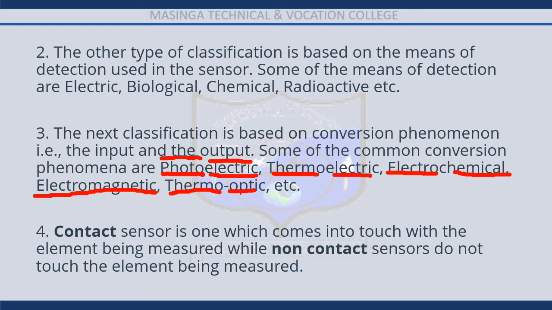Next, we have contact sensors and non-contact sensors. A contact sensor is one which comes into contact, or one which touches the element being measured. What this means is that the energy to be measured, or the element to be measured, comes into direct contact or touch with the sensor. A non-contact sensor does not touch the element being measured.